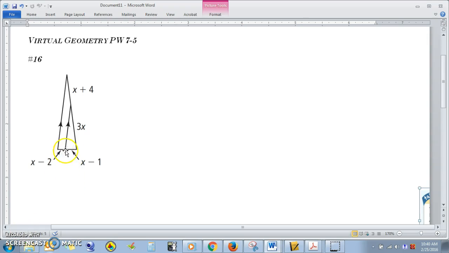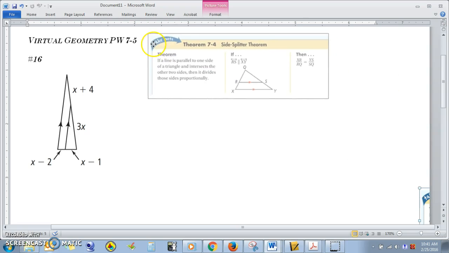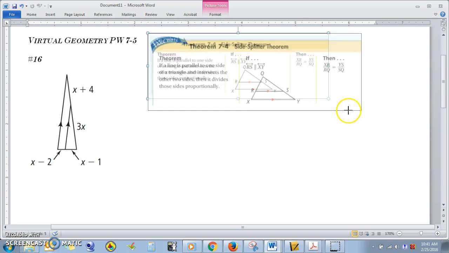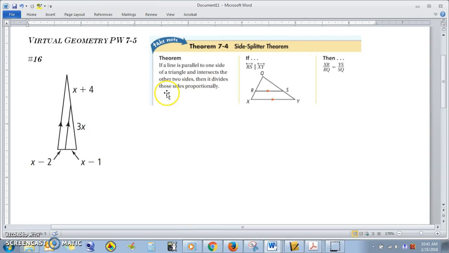So looking at this triangle, we've got a triangle that is intersected by a line that's parallel to one of the sides. And let's see, what theorem talks about that? Oh yeah, the side splitter theorem. As far as theorem names go, side splitter theorem, I think, hit the jackpot. It's a pretty cool name for a theorem. And basically, here's what the side splitter theorem says.